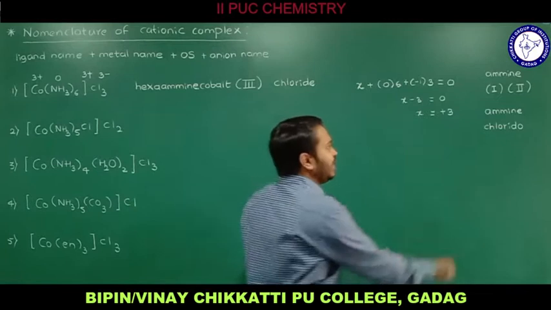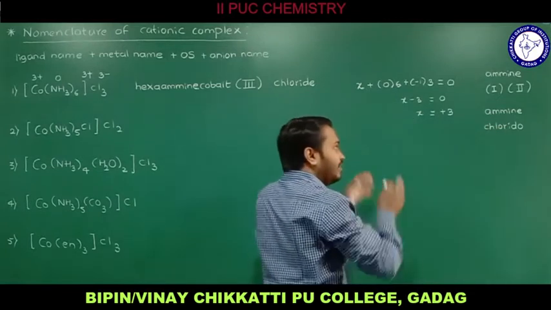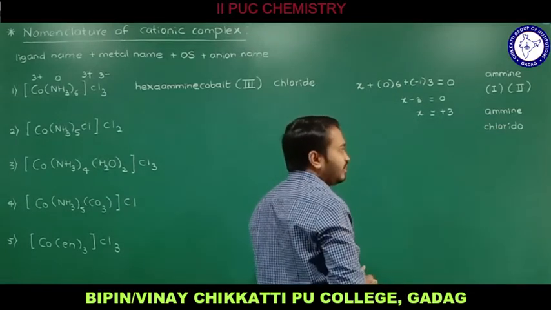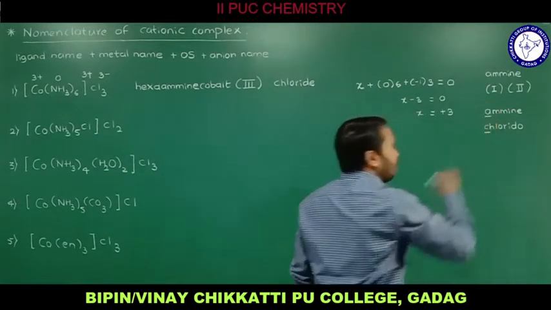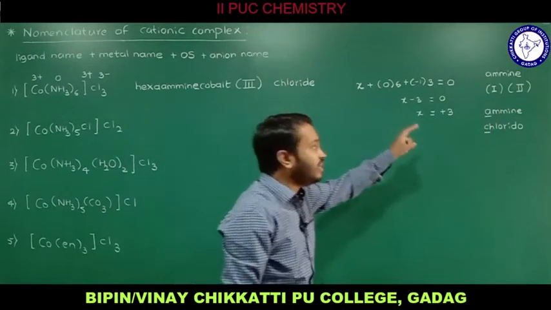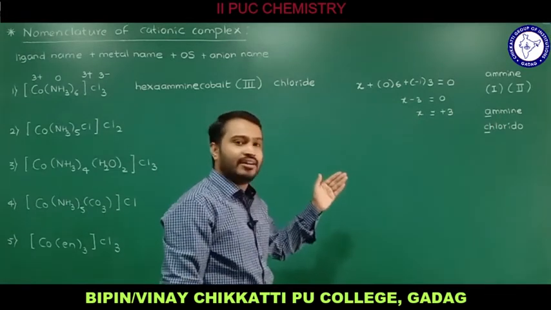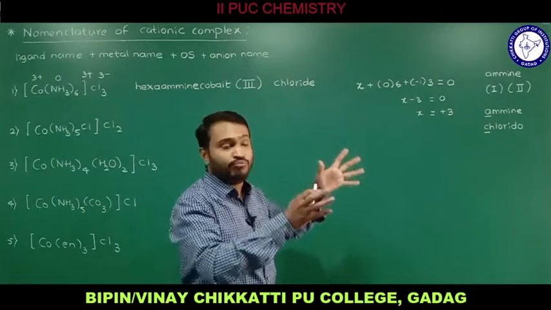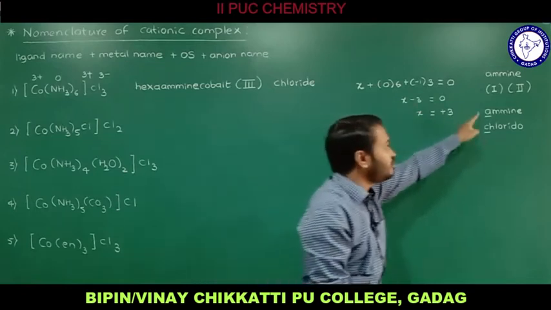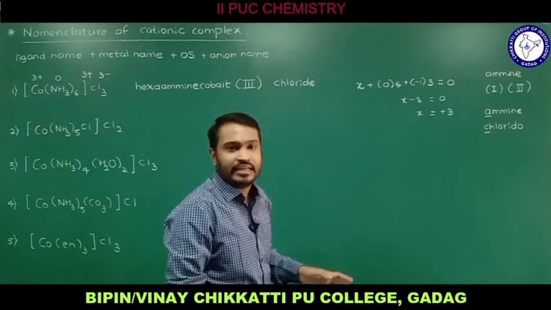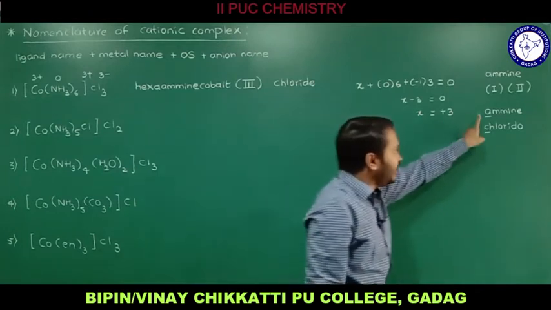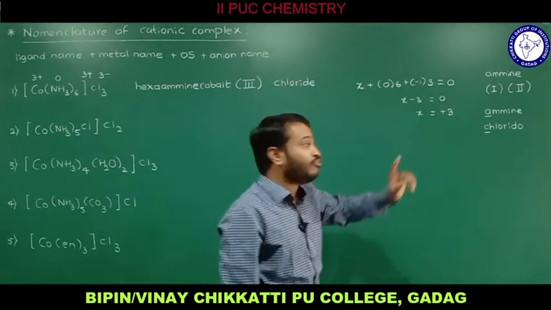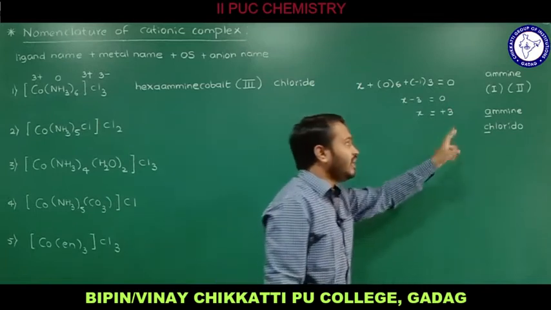So we have two ligands, amine and chlorido, and you just see the first letter. Here we have A and here we have C. According to alphabetical order, amine comes first, later chlorido. Let us assume we have examples where both first letters are A. In that case, you need to go with the second letter. So alphabetical order you need to consider. Therefore, I write amine first, later I write chlorido.